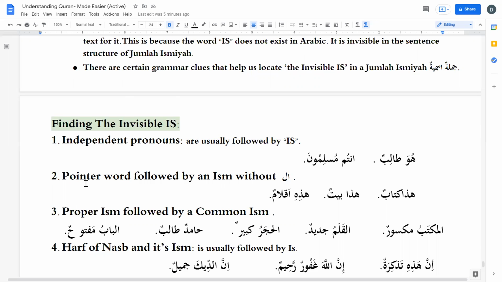Another placement of "is": another type of jumla is like the same Jumlah Ismiyah, but if it's starting with a pointer word, and also another condition, the following ism is without al, then there is "is" after the pointer word. Look, why is the structure of this Jumlah Ismiyah important?